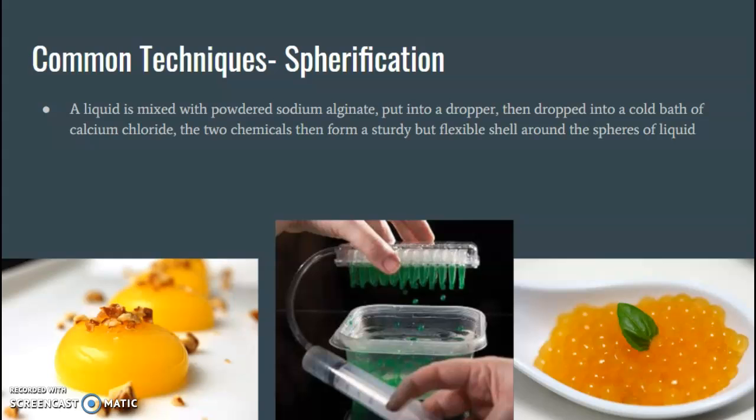So my first technique that I will share with you is called spherification, and it's a way of taking liquids and turning them into spheres that can be used to add visual appeal or just make a dish more interesting. And you make it by taking your desired liquid, be it apple juice or a puree of some type, and you mix that with powdered sodium alginate, and then you put that into a dropper or a special multi-dropper array like this that makes it more efficient. And then you drop those into a cold bath of calcium chloride.